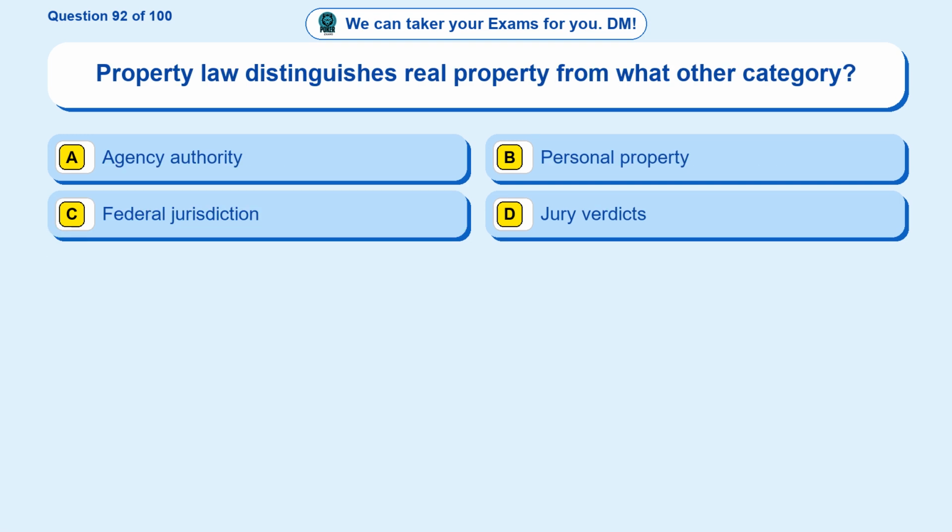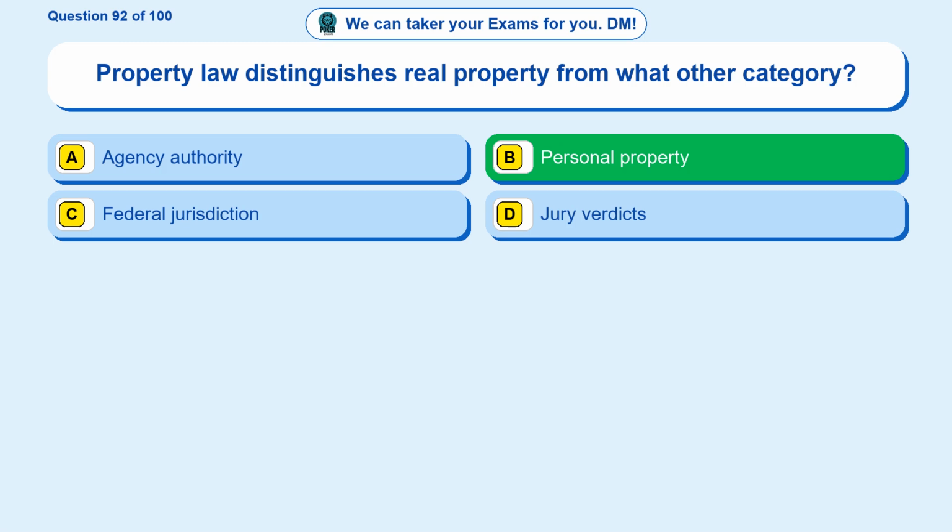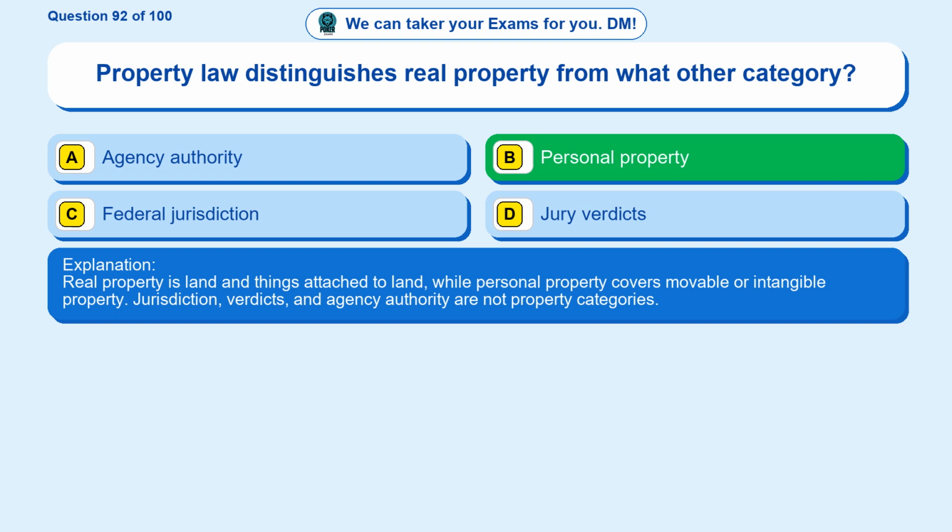Question 92. Property law distinguishes real property from what other category? Option A, agency authority. Option B, personal property. Option C, federal jurisdiction. Option D, jury verdicts. The correct answer is option B, personal property. Real property is land and things attached to land, while personal property covers movable or intangible property. Jurisdiction, verdicts, and agency authority are not property categories.